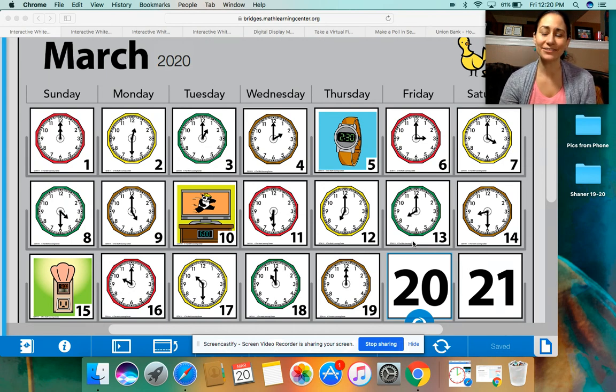As you can see, things look a little different today. I am trying to use the digital things that I have on my computer that were offered through our math program. And here we have on my screen the March calendar.